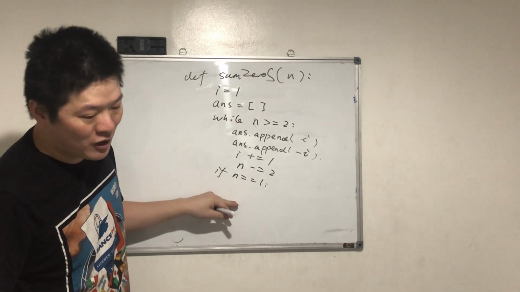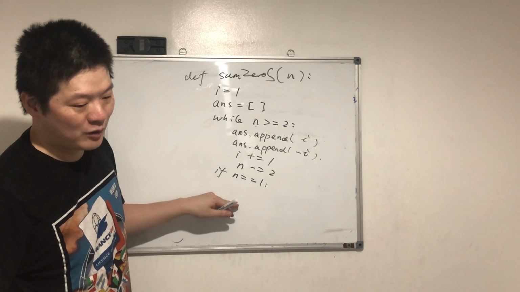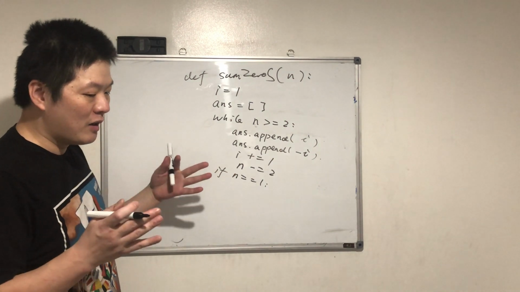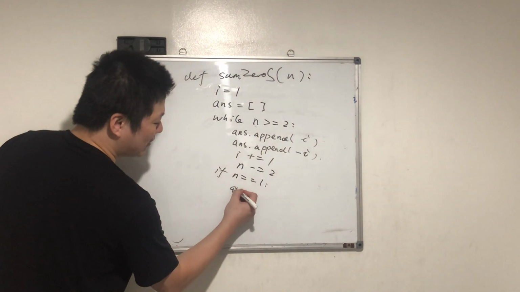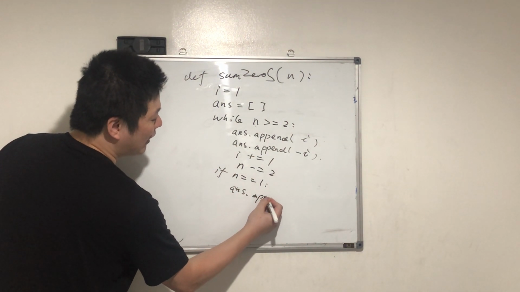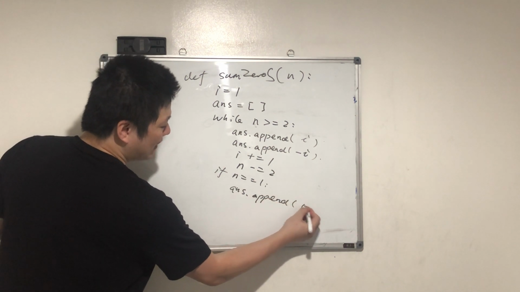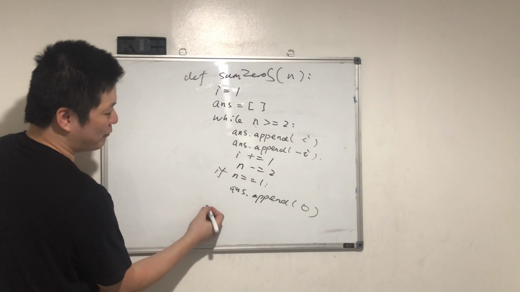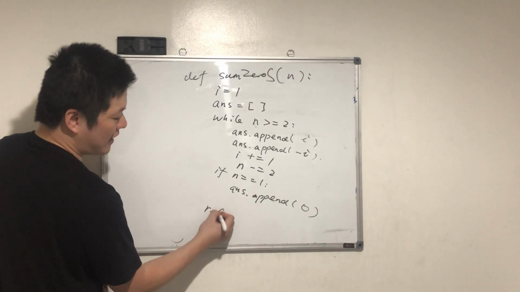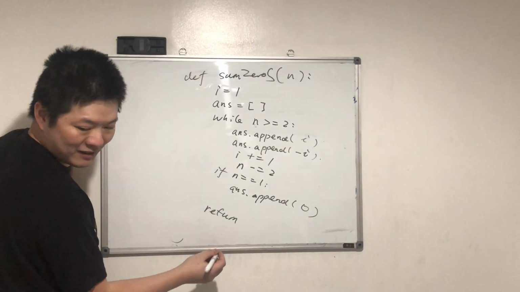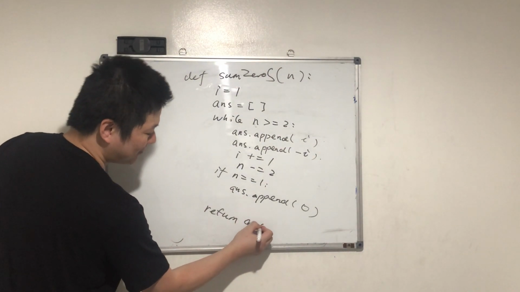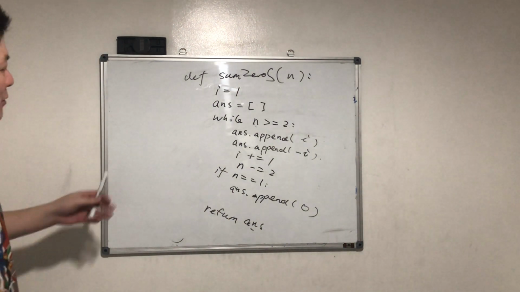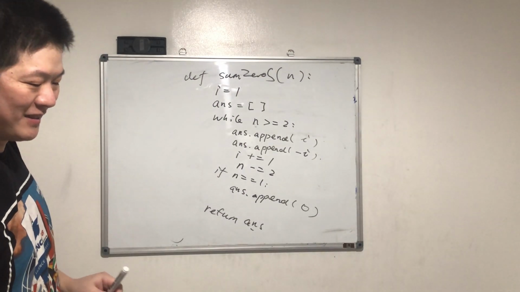So in this case, what should we do with that? We are missing 1. 0. Yeah, so what should we do? Answer dot append what? 0. And then there's one thing missing. Return answer. Yeah. Gotcha. Okay, so we'll implement a second approach.